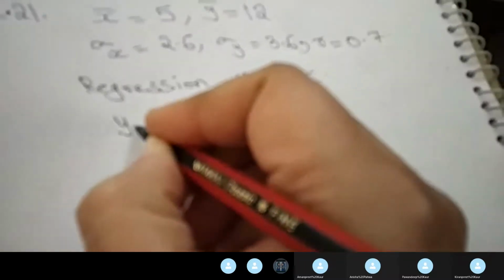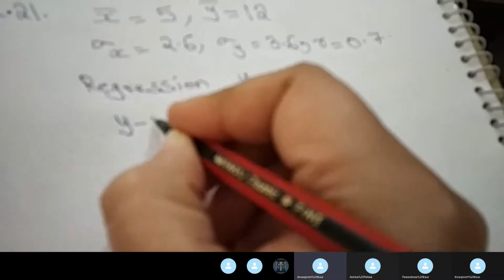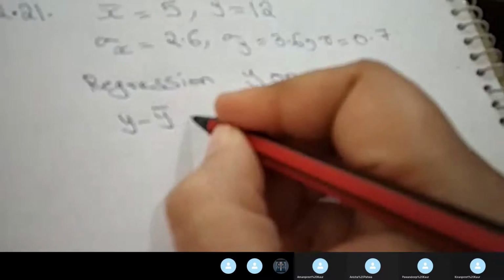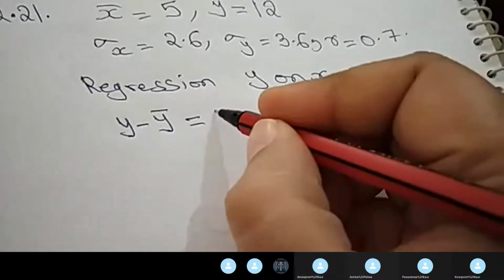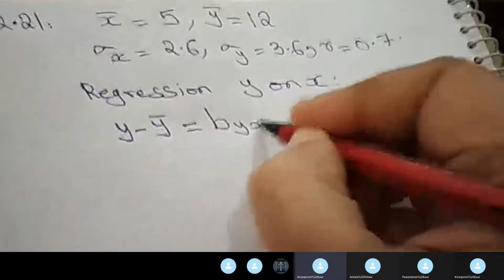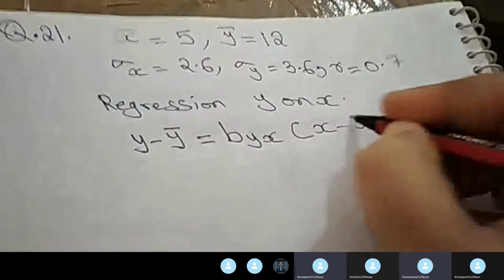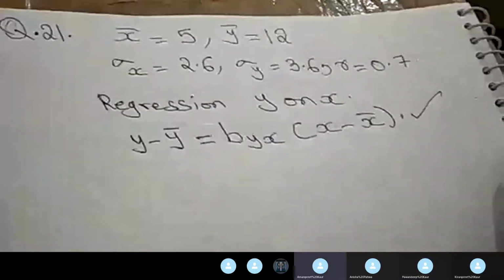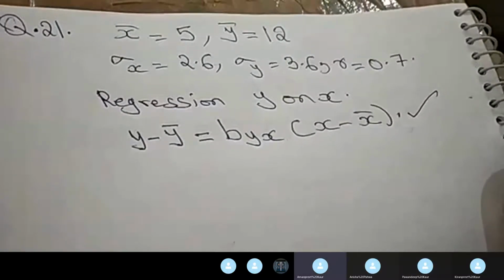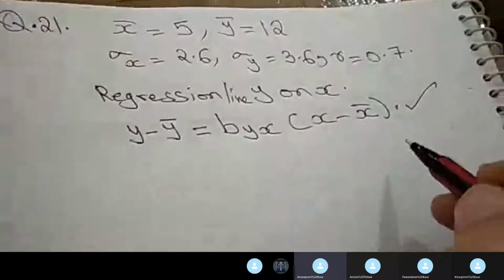Our question is to find the regression lines, y on x, and then x on y. The standard equation of regression line y on x is y minus mean y, y minus y bar, equal to byx into x minus x bar. Right? This is our standard equation of regression line of y on x, right? This is clear with you?